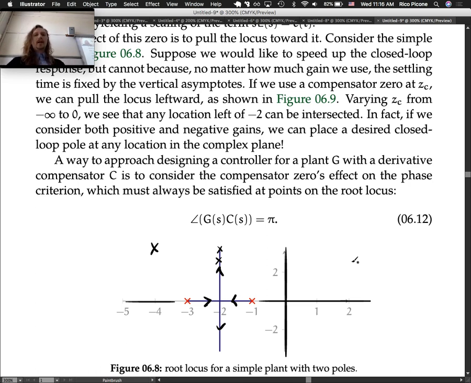So here is the phase criterion for any point on the root locus. This is the plant and this is the compensator. The plant and the compensator angle has to be equal to pi in order for us to have locus at that point, right? That's the condition we have. So if this is satisfied for a given value of s, it's on the locus. That's going to be useful because we want to have a very specific point be on the locus we're going to come up with based on choosing this compensator a certain way.